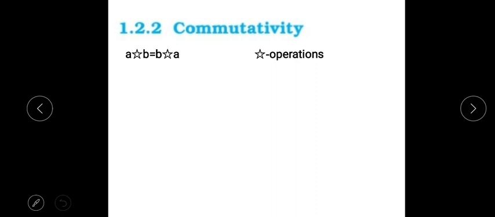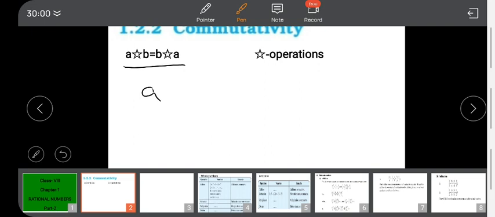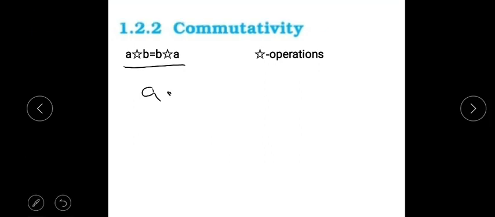Now, what does commutativity mean? Exactly, if any two numbers are operated in any sequence, then the results will be equal. This is how we define commutativity. In simple language, if a number A is operated by any other number B, then the result would be the same if we operate B by the same operation to A.